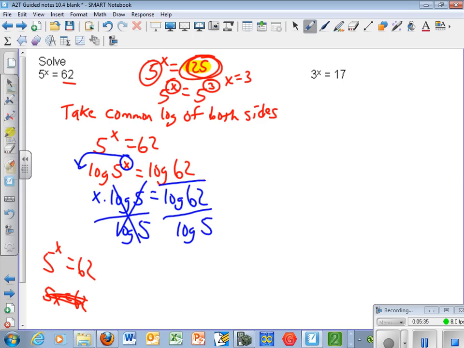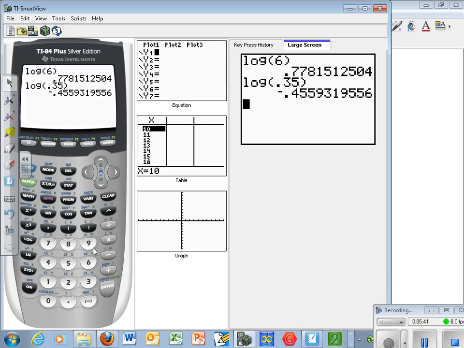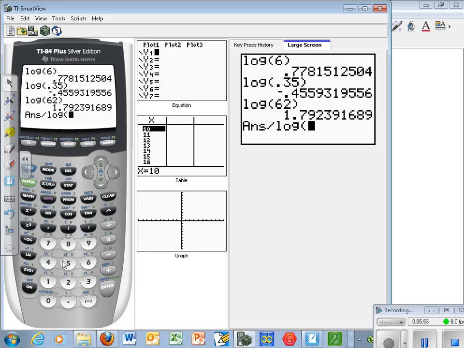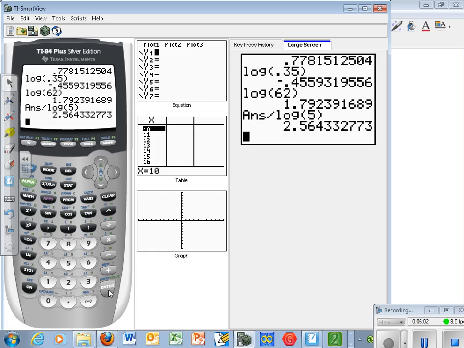Now, I'm going to do this on my calculator. So I take the log of 62 and I divide it by the log of 5. So log 62, and I'm going to hit equals in between, and I would suggest doing that. And now you want to take that answer and divide it by the log of 5, instead of trying to do it all in one step. Find the log of 62, leave it in your calculator, and then divide by the log of 5. And we're going to go to 4 decimal places, so it's about 2.5643.